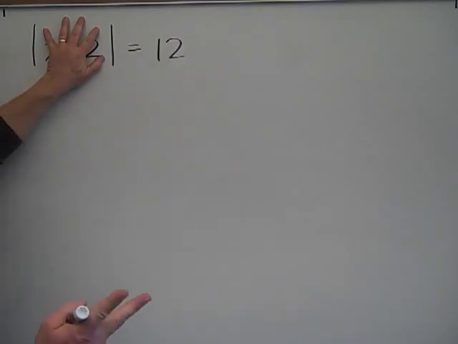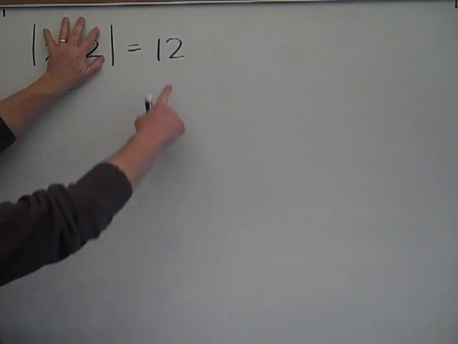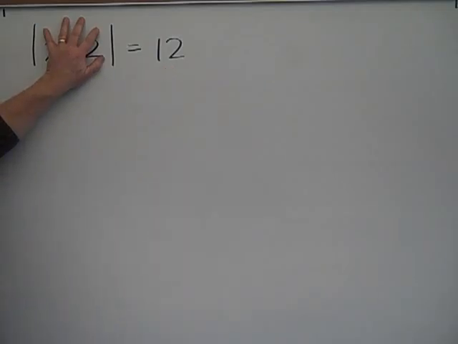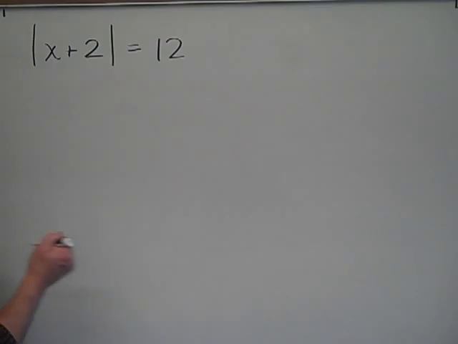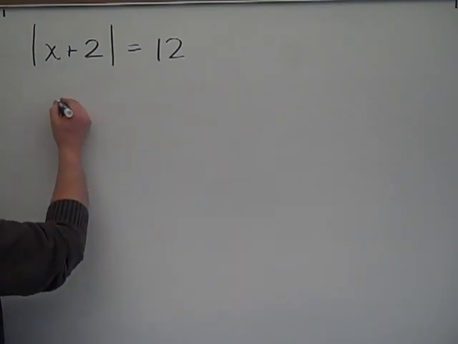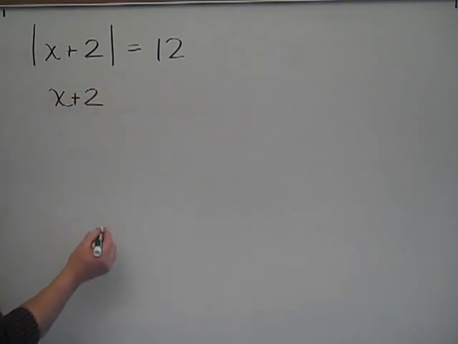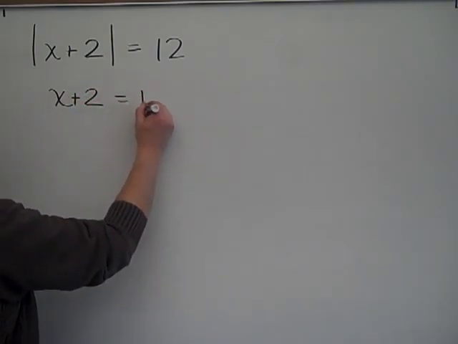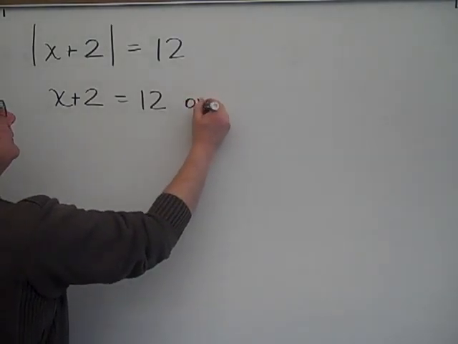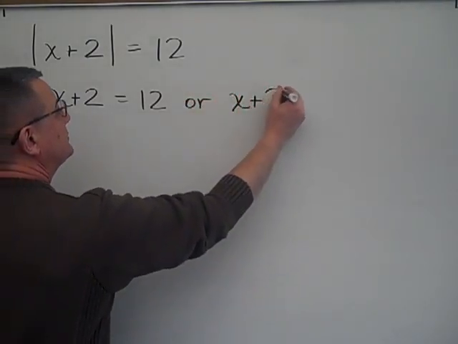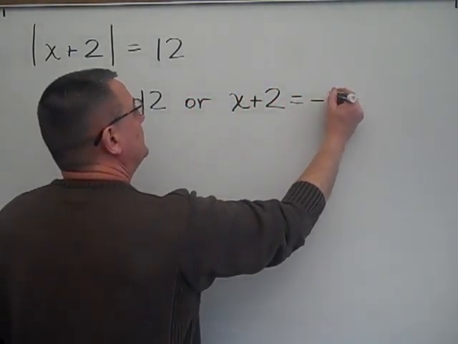Well, actually there's two of them, because there are two numbers that are 12 units away from 0. What are those two numbers? 12 and negative 12. So this x plus 2, the thing inside the absolute value, could equal 12, or x plus 2 could be equal to negative 12.